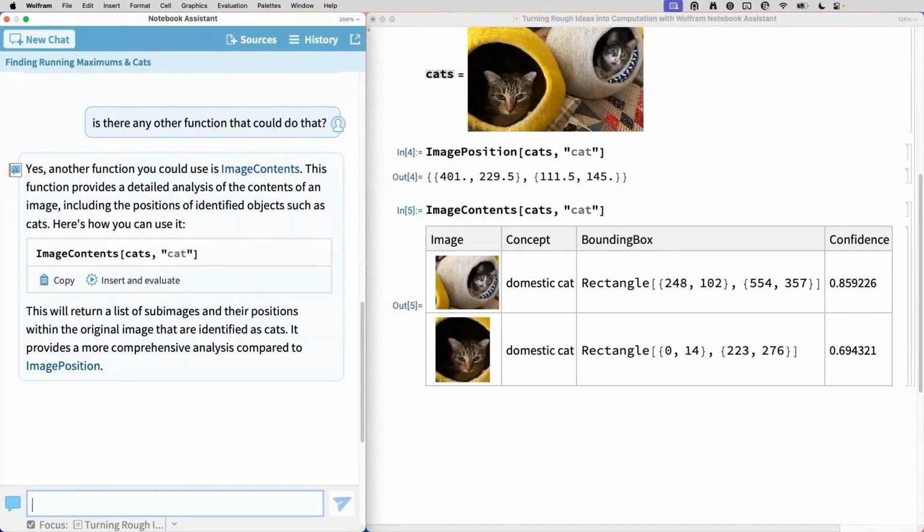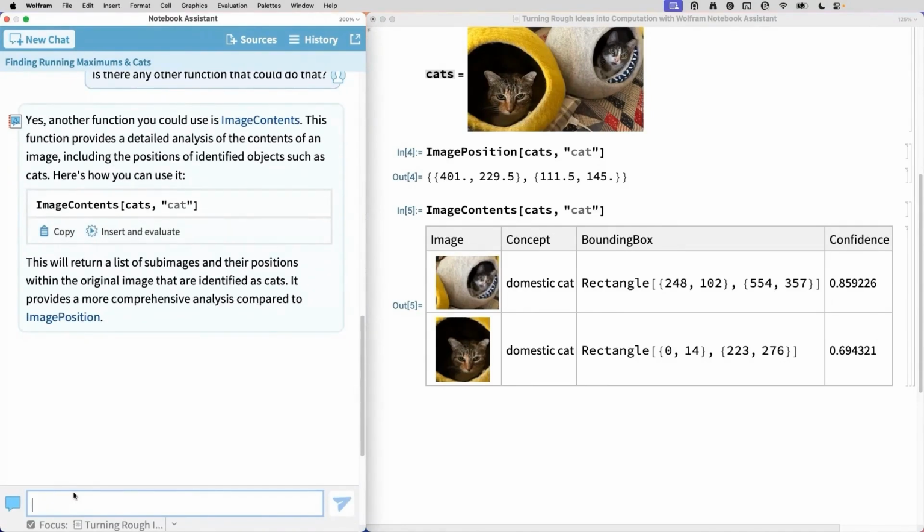You can also ask questions that are a little more, let's say, Wolfram-y in a way. Questions that take advantage of the curated tower of knowledge on which Wolfram Language rests. And you'll see what I mean by that when I ask, how could I make a 3D plot of the terrain around a mountain?